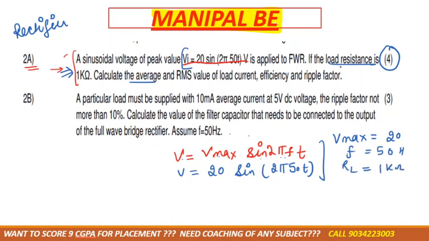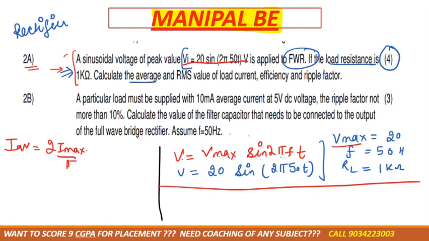Now this is for the full wave rectifier. FWR means full wave rectifier. Now they are asking to calculate the I average. The I average formula is 2 I max by pi, correct? But we don't know I max, we know V max.